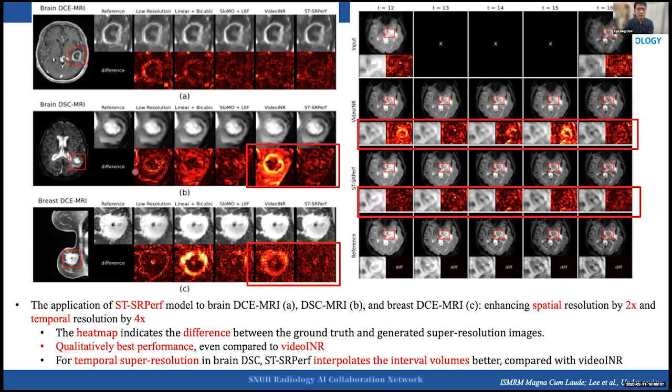So as you can see, the model qualitatively shows the best performance, even compared to video. STSR-PERF shows more blank-like images. Yes. So for temporal super resolution in brain DSC, the STSR-PERF interpolates the interval volumes like this and better than video INR, as you can see in the STSR-PERF.